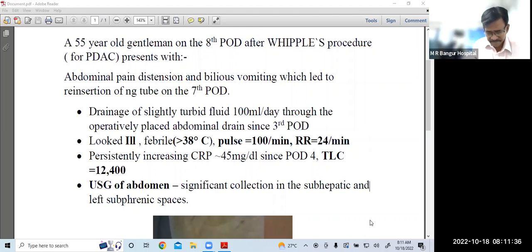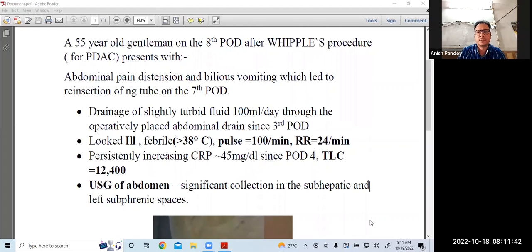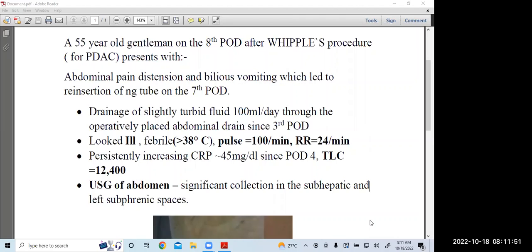Anything else that you can pick up? Other sinister things that can happen in such cases? Sir, we can look for the pseudoaneurysm. Yes, sometimes pseudoaneurysm of the splenic artery can occur in such scenarios, and that can be picked up.